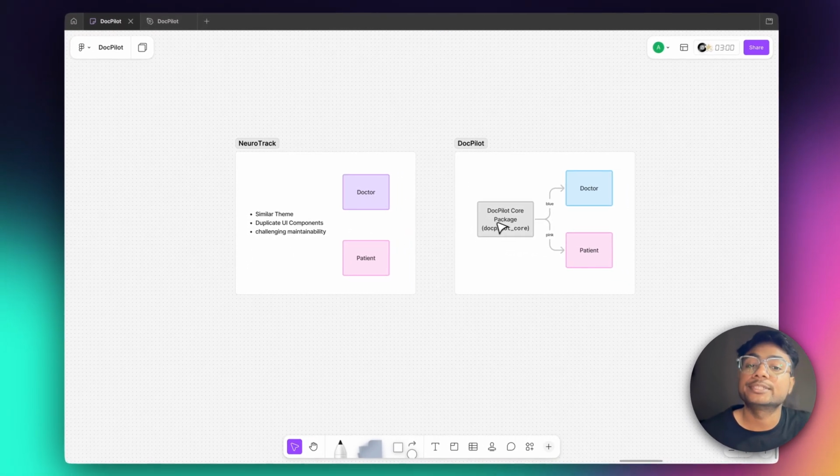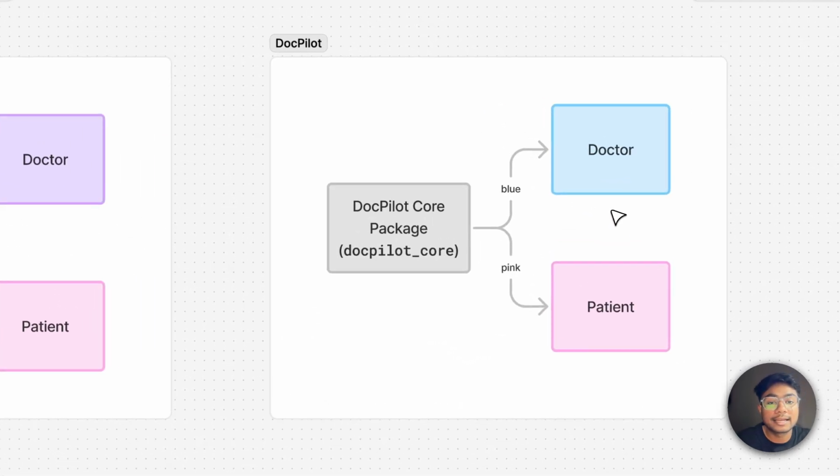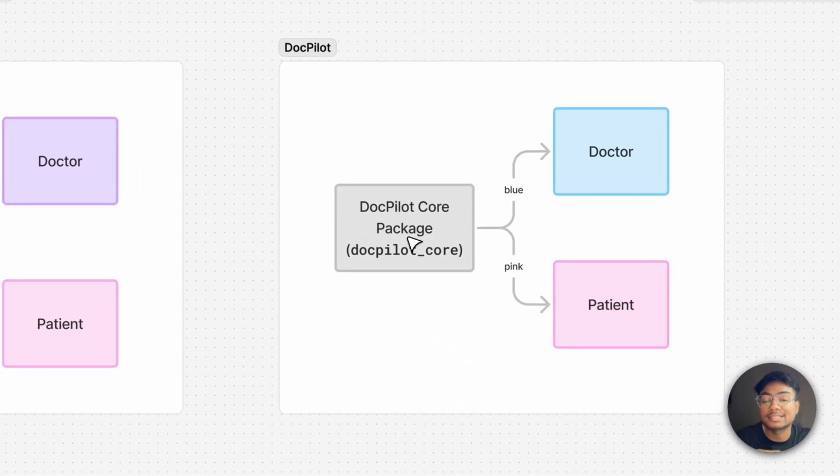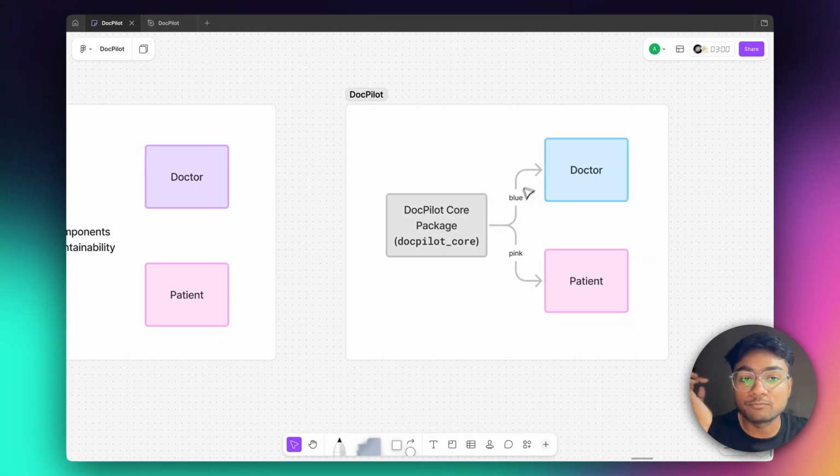So what I propose is using a DocPilot core package. How this would work is we create a package that contains all the theming utilities and the UI components, and then use this package under both the apps. That would create a more maintainable structure and a better architecture for both the apps. Like using a blue theme for the doctor app and a pink theme for the patient app, and all the components adjust to the same color application.